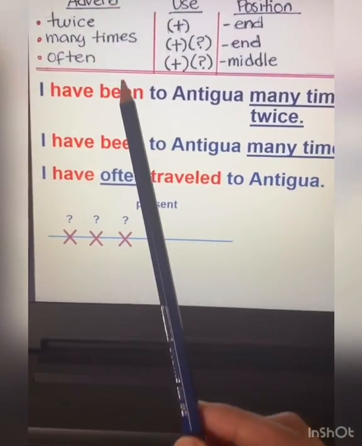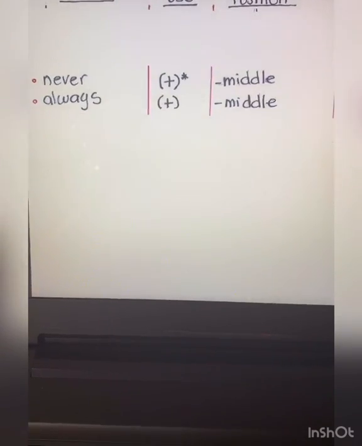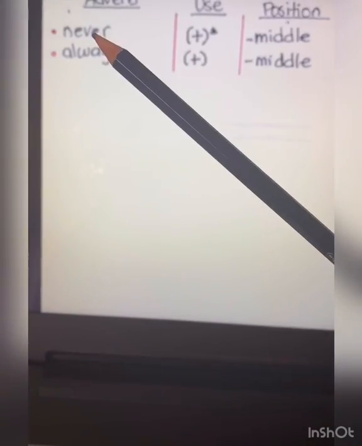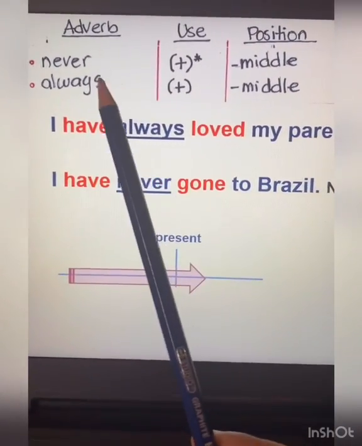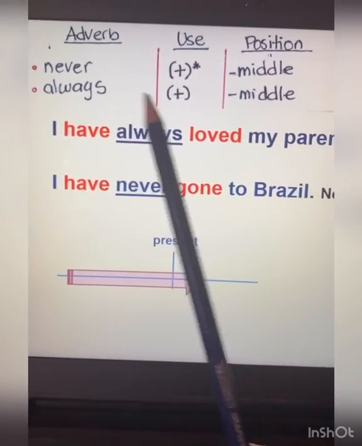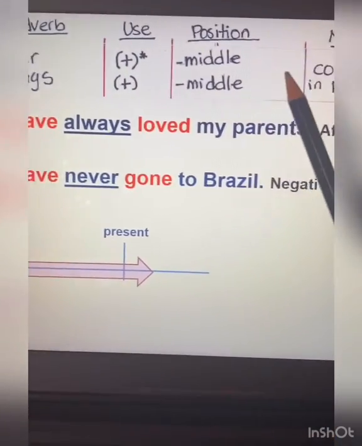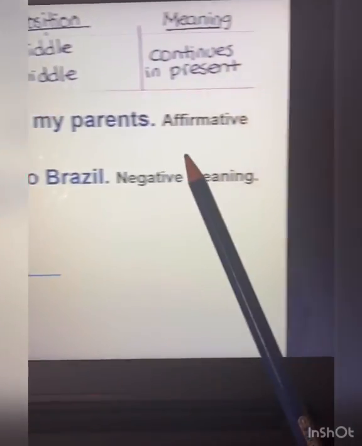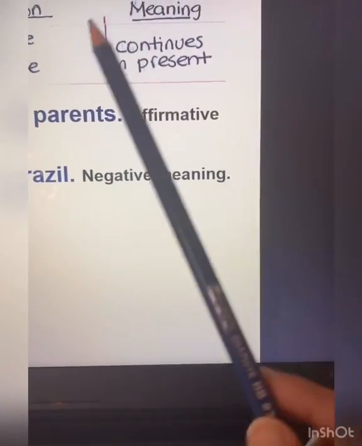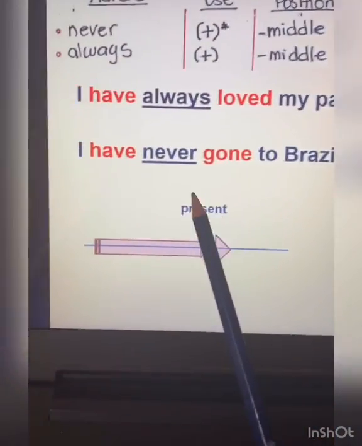So those are the first 3 adverbs that we're learning. Let's move on to the next 2 that are always and never. Now, always and never, we're going to use them with affirmative statements, okay? They always go in the middle of the verb, and the meaning just means that the action continues in the present, okay? So here's an example.